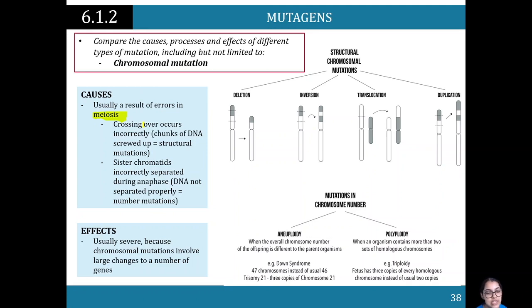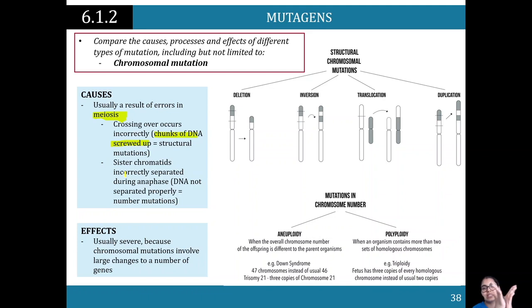So essentially, firstly, there could be an issue with crossing over, and if crossing over occurs incorrectly, that means that chunks of DNA can be screwed up, like they can move places, and that can lead to structural mutations, these mutations right here. Secondly, there can also be issues with sister chromatids being incorrectly separated.